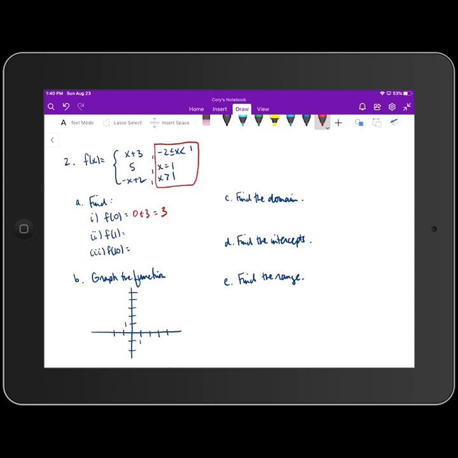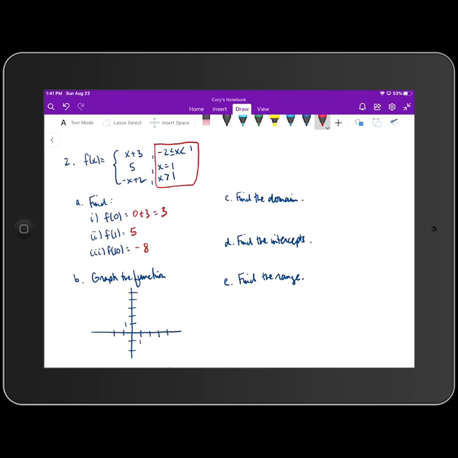When we input 1, 1 satisfies the middle equation, but there's nowhere for me to plug 1 in the place of x, so the output for that is going to be 5. And then if we want to find f's value at 10, since 10 satisfies the bottom inequality, we plug 10 in the place of x, we get -10 plus 2, which is -8.